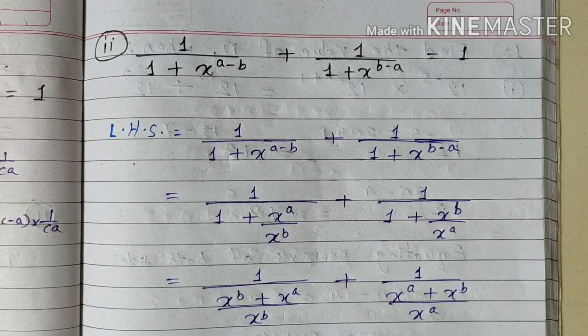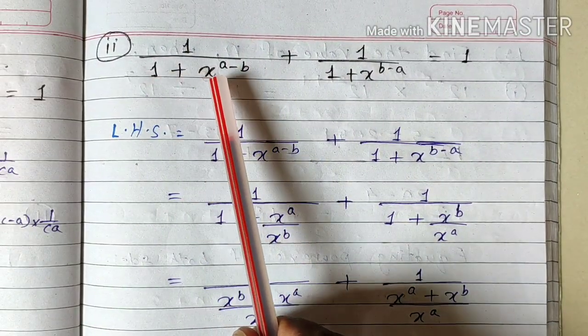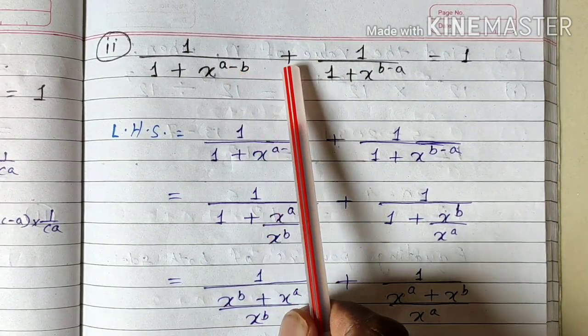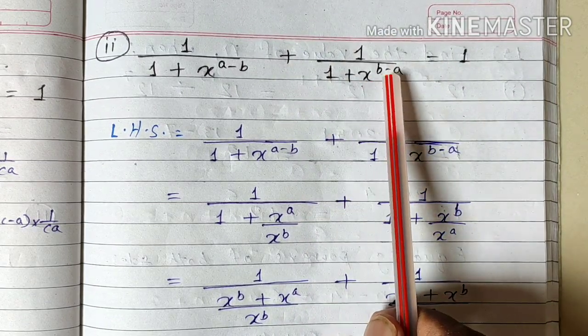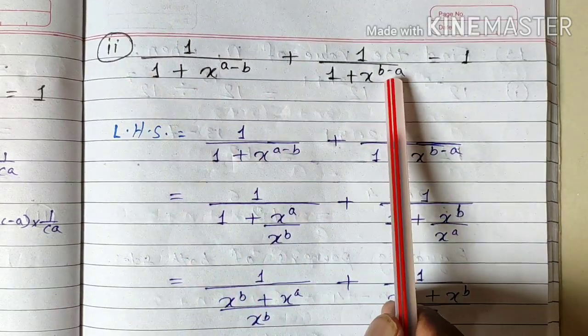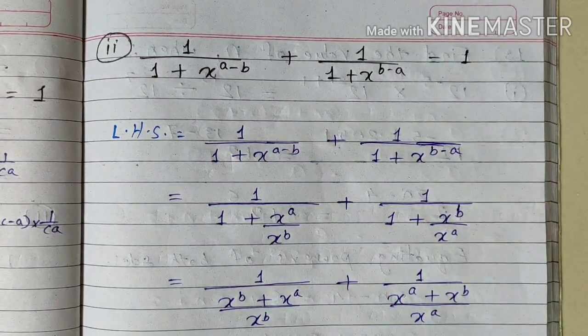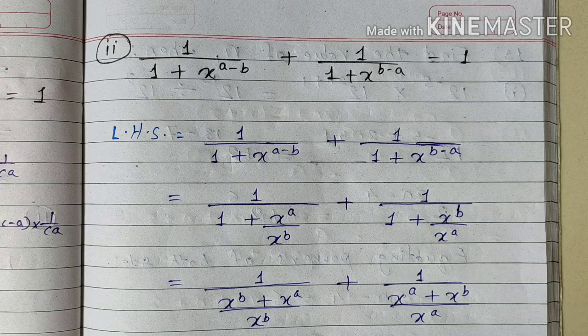Again, we need to prove that 1 upon 1 plus x raised to a minus b, plus 1 upon 1 plus x raised to b minus a, and we want to show that the value of LHS equals the value of RHS, that is 1. Now, this question is a little bit complicated. Whatever we have learned till date, we just have to go in the reverse order of that.